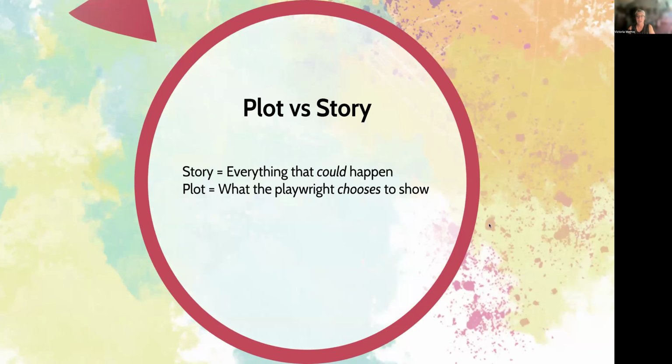Plot versus story. The story is everything that could happen in the world of the play. Plot is what the playwright chooses to show us about the world of the play. Good playwrights know how to craft plot to keep the audience engaged, guessing, and emotionally involved. Theatrical plots aren't just about what happens. They're about how and why it happens and what that reveals about the human experience. Whether they are linear or experimental, comedic or tragic, plots are the skeletons that support the living, breathing art of theater.